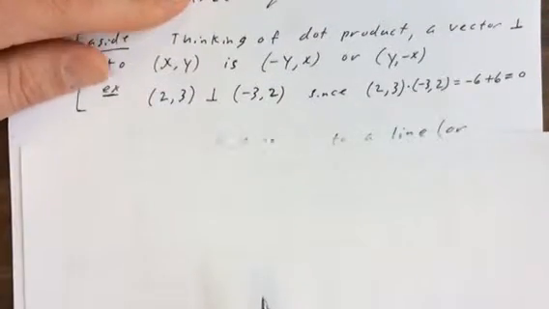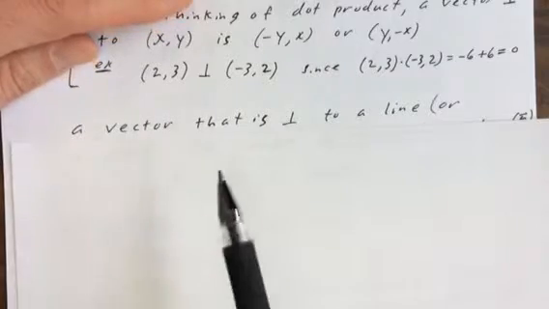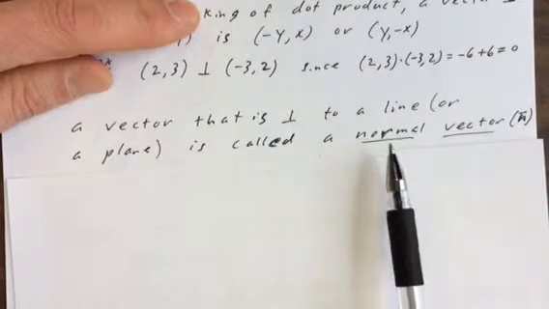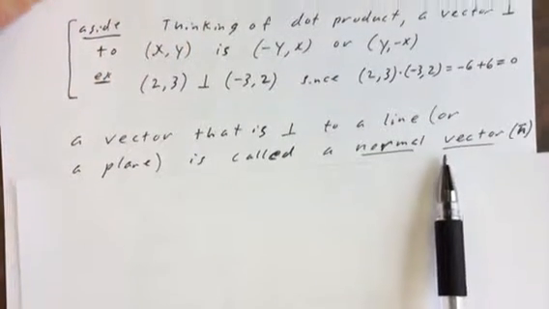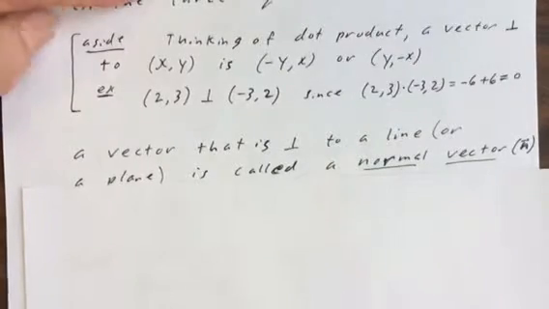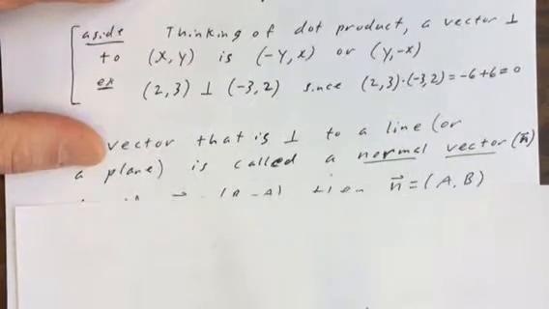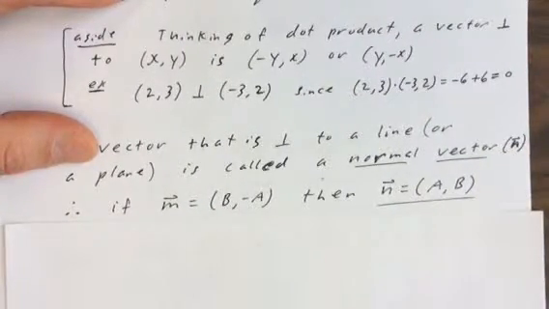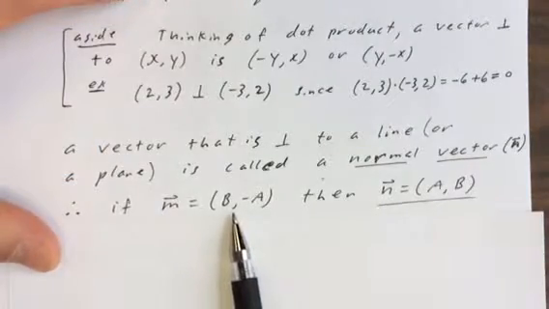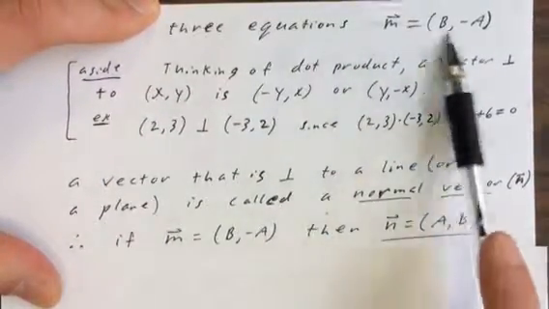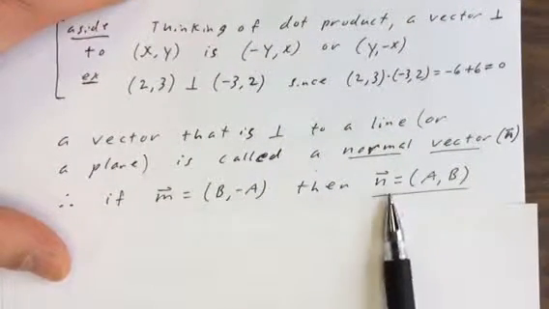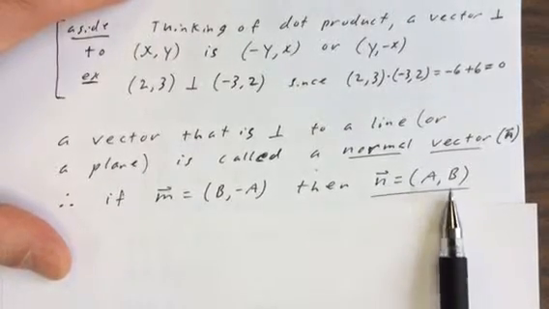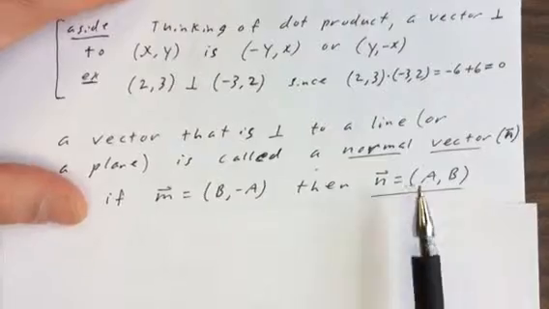Since that's the case, a vector that is perpendicular to a line or a plane is called a normal vector. So we're going to call a vector that's perpendicular to a line or a plane the normal vector. Another word for that is orthogonal. That normal vector is going to be represented by an n with a vector sign over top of it. So if m is b, negative a, which we saw earlier, then n is going to be a, b. So a, b would represent a perpendicular vector to the line, the normal vector to the line.